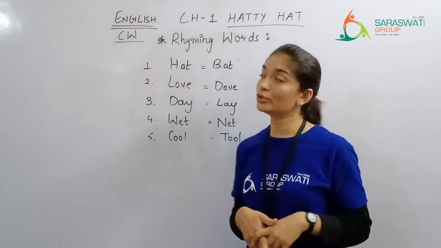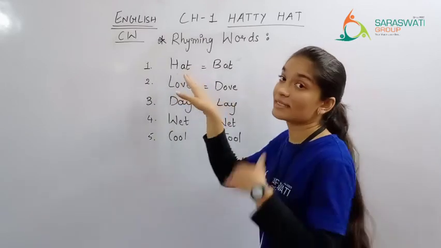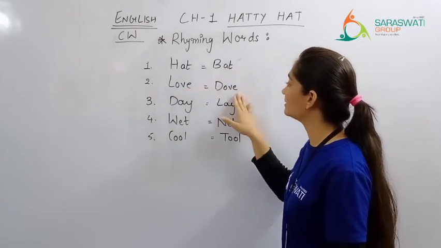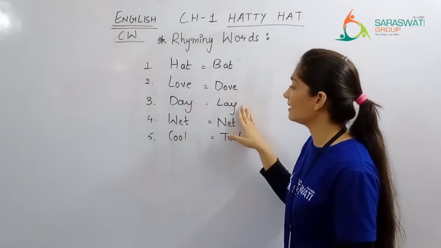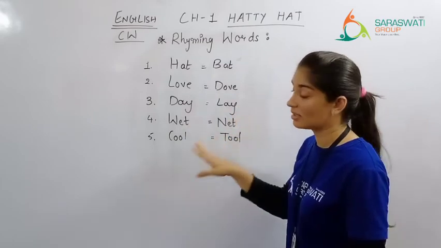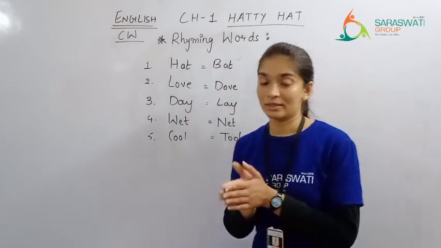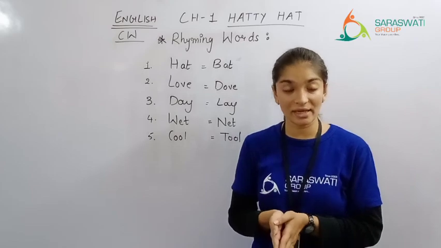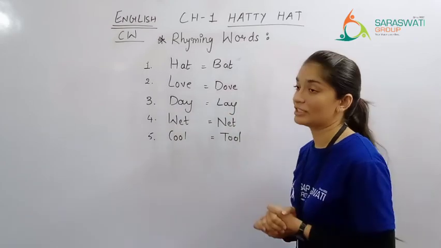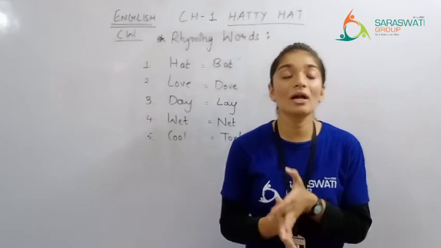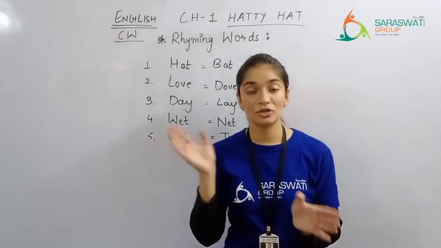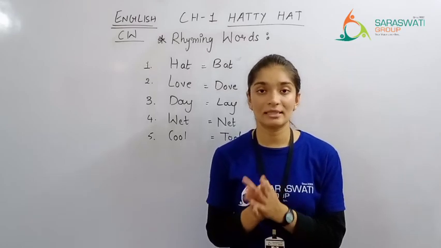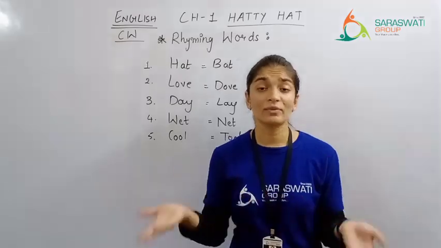So again, let's speak it. Hat, bat, glove, dove, day, lay, wet, net, cool, tool. This you have already we have already learned when we were studying the rhyming words topic, right? So these were the rhyming words. Now here we are going to end our session, so that you are supposed to write these words in your English CW, right? So what did we learn today?